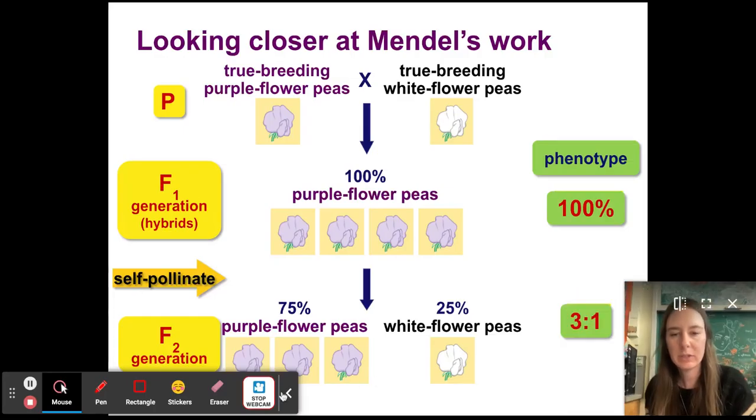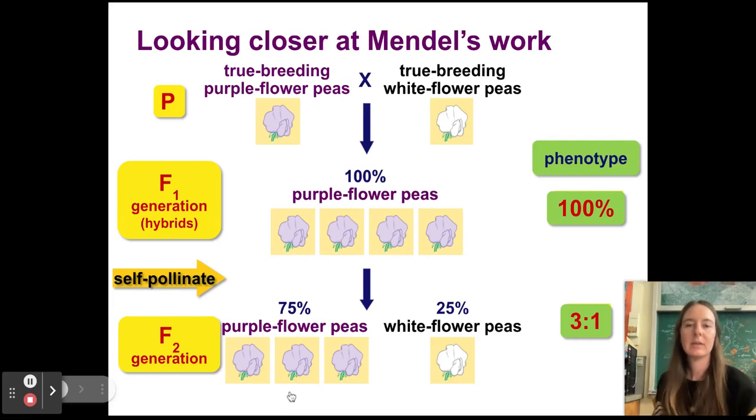So let's apply what we just learned to Mendel's experiments. Let's remember Mendel took two true breeding flowers, a true breeding purple and a true breeding white. This is the parental generation. Cross them. Now we have the F1 generation. Here are our hybrids from our true breedings. And the phenotype, what do we see? We have 100% purple flowers, right?